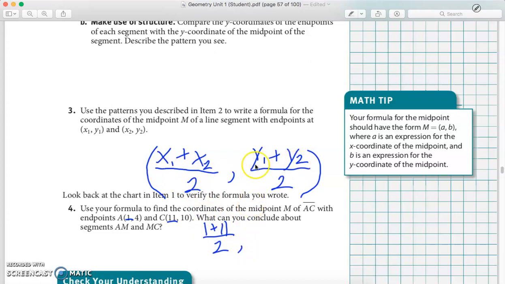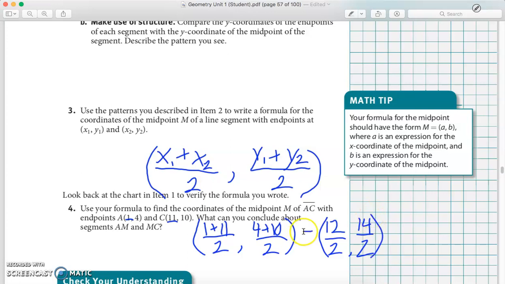comma, and then do the same thing with the y's. 4 is a y, and 10 is a y. So we'd say 4 plus 10 divided by 2. All right, and that should give us our midpoint. 1 plus 11 is 12 over 2, and then 4 plus 10 is 14 over 2. All right, so that's what we get. Now let's simplify that. 12 divided by 2 is 6. 14 divided by 2 is 7. So the midpoint of AC, point M, should be 6, 7. So that's the midpoint right there, point M.